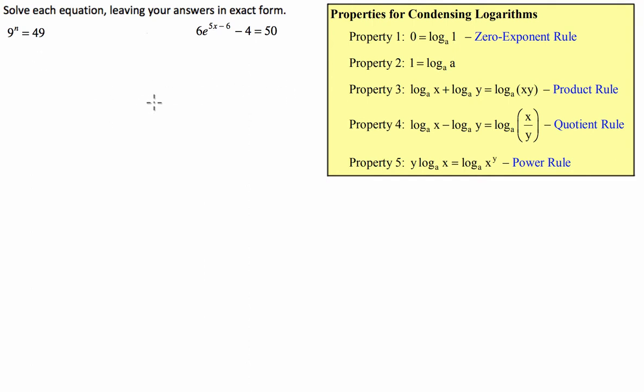So I'm going to assume that you have some basic understanding of how logarithms work, and I'm just going to be using this video as a refresher to how to use those properties of logarithms to solve equations.